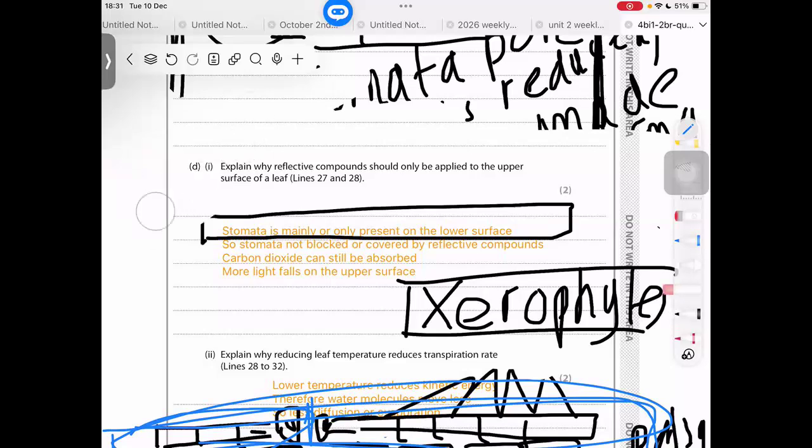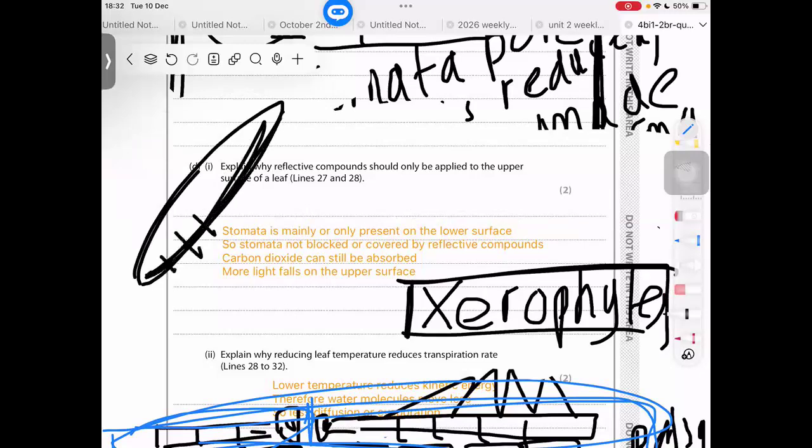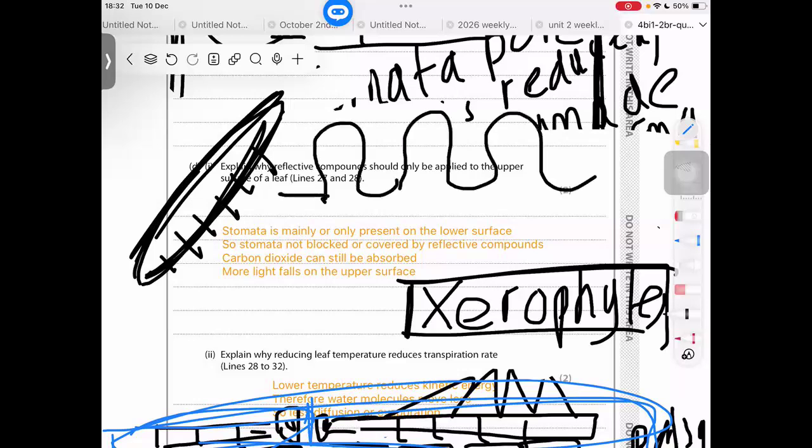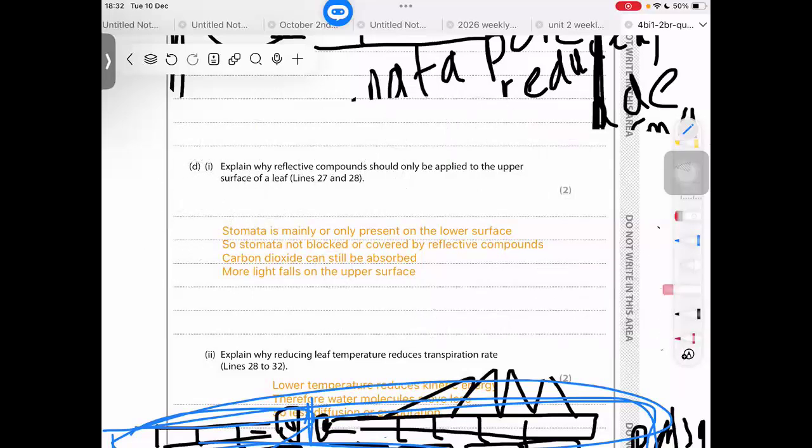Right. Okay. So, you know that there are these plants called xerophytes. These xerophytes, they are the ones which are living in the deserts, right? These desert plants, actually, they also have stomata mainly on the lower surface. They don't have any stomata on the upper surface. And if you take a look at their stomata, it is sunken like this. The reason is it helps to reduce the rate of transpiration, right? But that's just a bit of extra knowledge. Let's get back into the question.